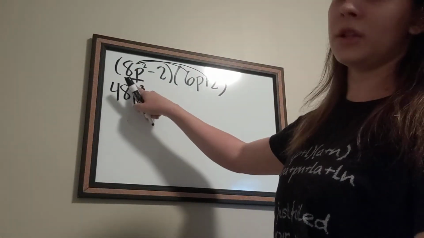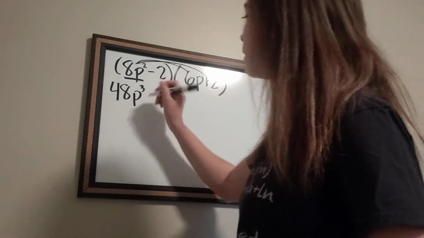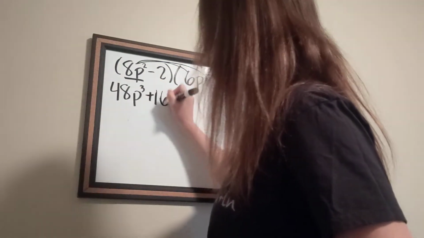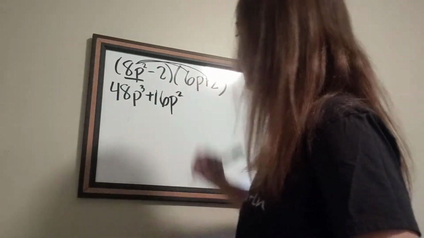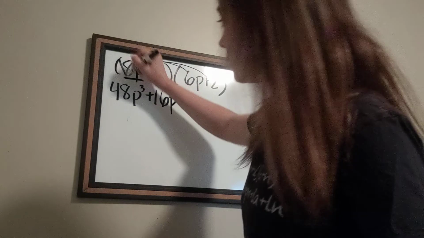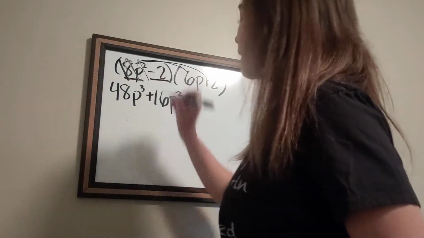I still need to finish distributing 8p squared, so I also need to multiply it by 2. 8 times 2 is 16. Since this does not have a p, the p squared stays the same. All right, I am done with 8p squared. It has been distributed. Moving on to minus 2.